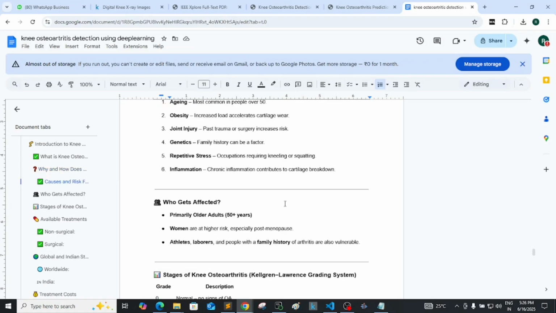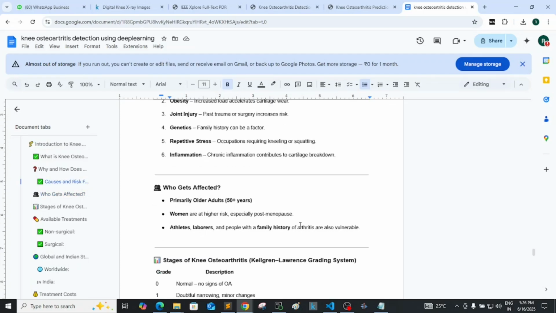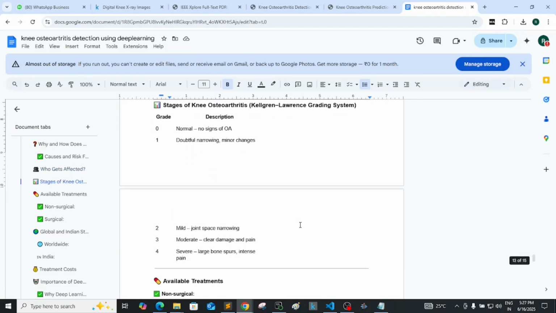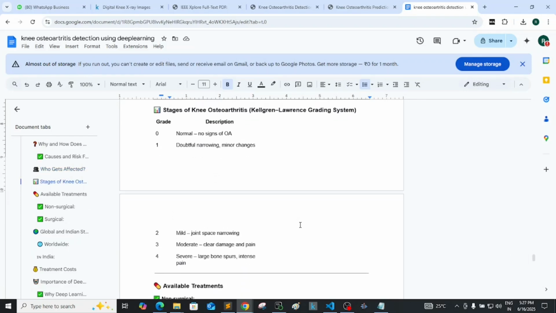Who gets affected because of this? Primarily people above 50 years will be affected, and women are at higher risk. And when it comes to repetitive stress based conditions, athletes and laborers. The different stages of knee osteoarthritis are grade 0, 1, 2, 3, 4: normal, doubtful, mild, moderate, and severe.